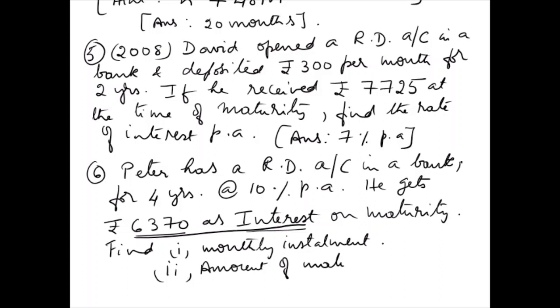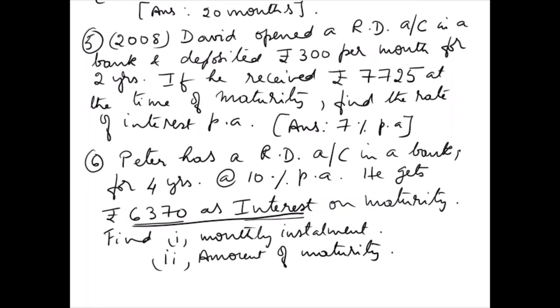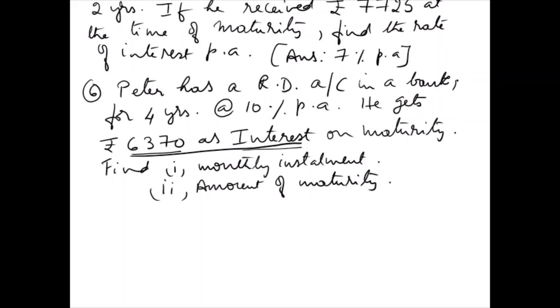Amount of maturity. So in this question you have to use the formula I is equal to P into n(n plus 1) upon 2 into 1 upon 12 into R upon 100. In this formula, you know I, you substitute the value of I, you know the value of R, you will substitute, you know the value of n. What is n? n is given as 4 years, so 4 into 12, 48. So you substitute all these values and solve for P. So you will get the monthly installment, and then finding the amount of maturity is again easy. You have to use the formula Pn plus I. Okay, so the answers are: monthly installment is rupees 650 and amount of maturity is rupees 37,570. Right?